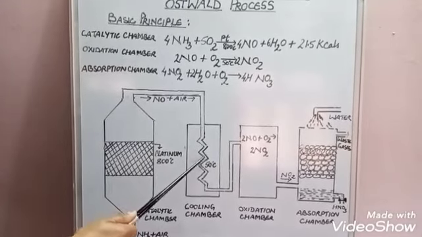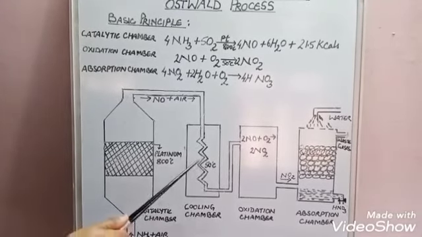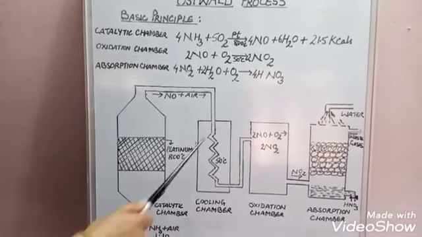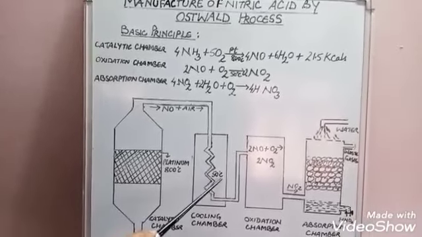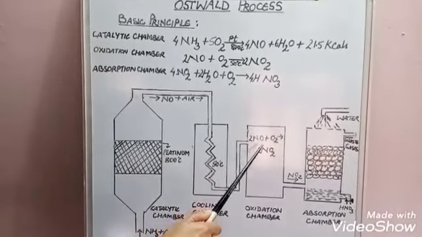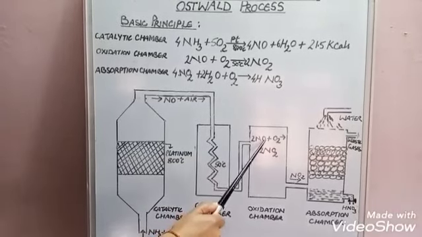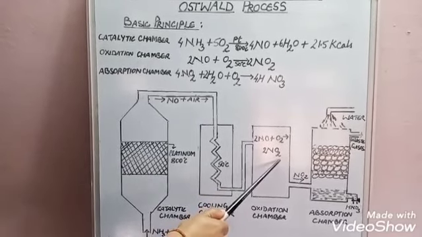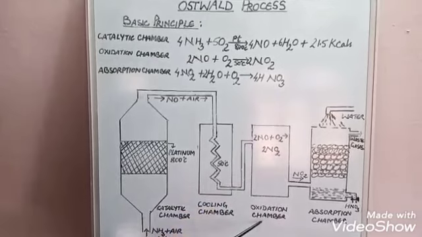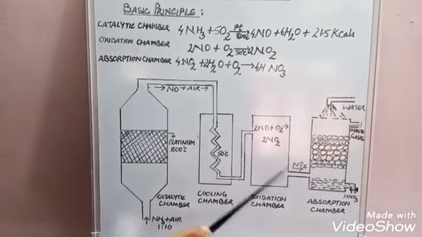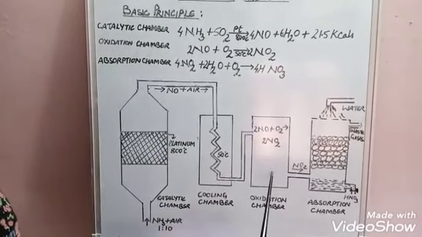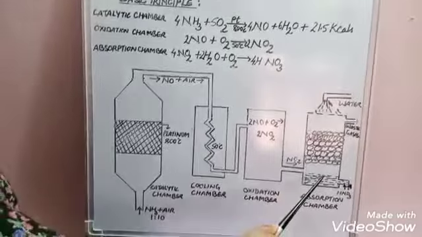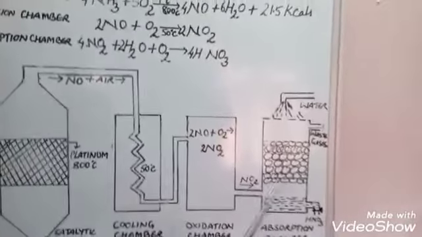This cooling chamber contains spiral pipes which provide a large surface area for cooling the gases, and it brings down the temperature to 50 degrees Celsius. At 50 degrees Celsius, nitric oxide reacts with oxygen of air to form nitrogen dioxide, and this reaction takes place in the oxidation chamber. Then this nitrogen dioxide along with remaining air is passed into the next chamber called the absorption chamber.